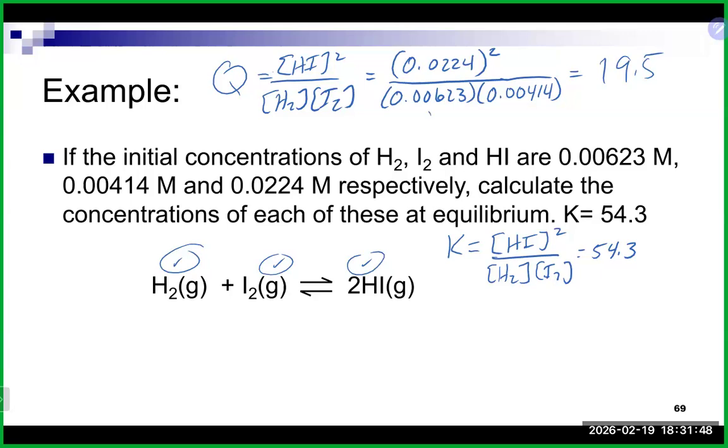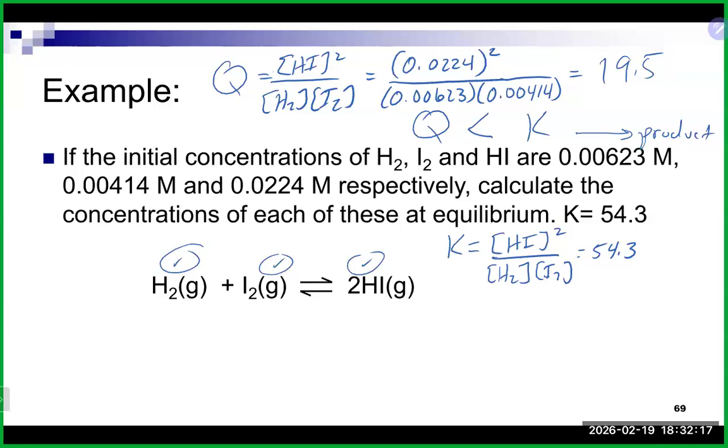So obviously in this case, Q does not equal K, and Q in this case actually is less than K. So again, the first thing it tells us is it's not at equilibrium, which is probably not a big surprise because we're asked for the equilibrium concentrations. But more importantly, in order to reach equilibrium, which way does it need to go? Needs to go opposite the way that guy's pointing. It needs to go to the product side, right?